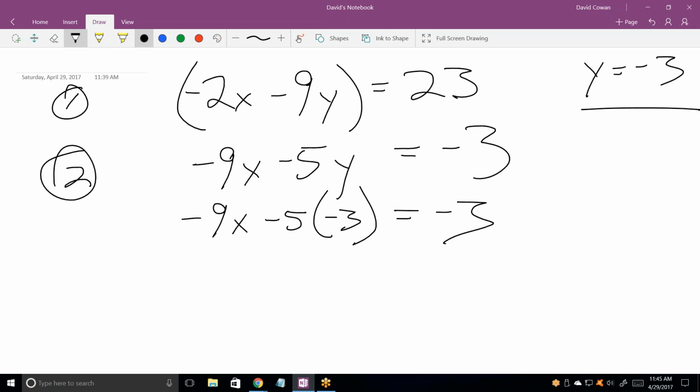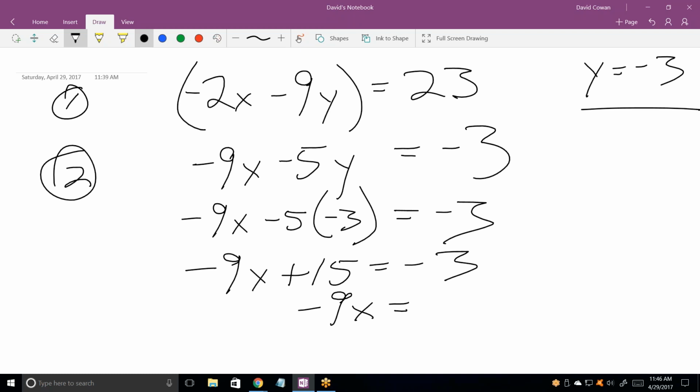Now what do you get? You get negative 9x plus 15 equals negative 3. Now what? Subtract 15 from both sides, you get negative 9x equals negative 18. So x equals 2. There's the other solution.